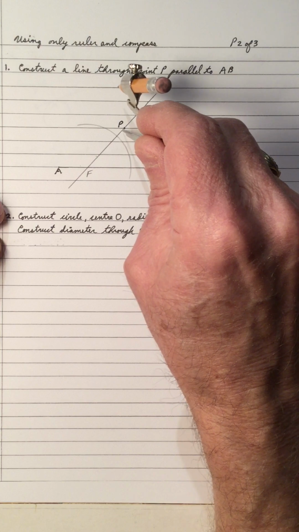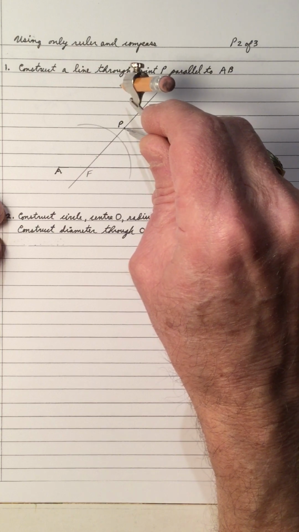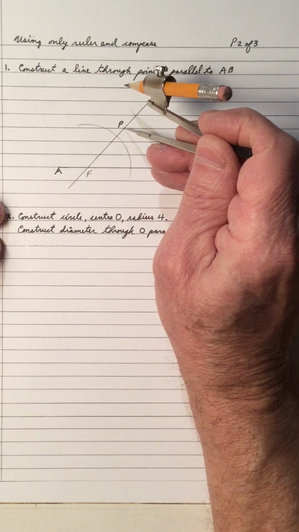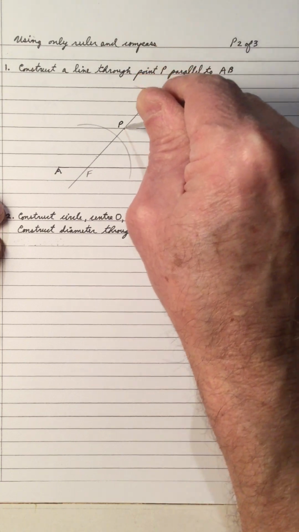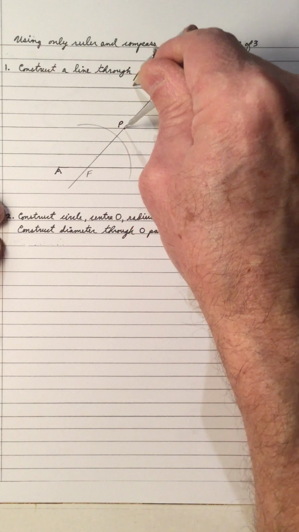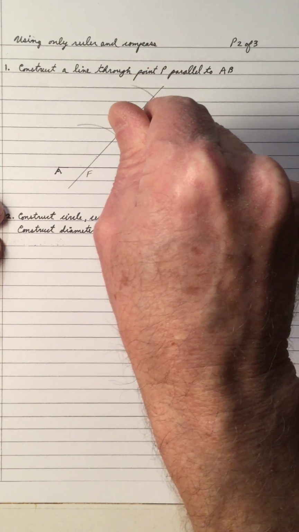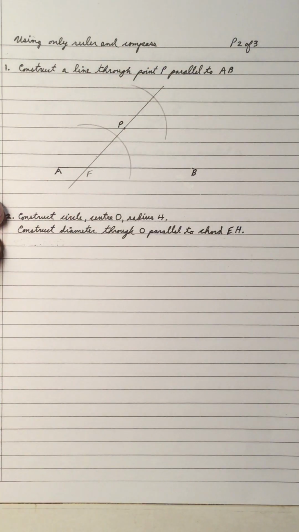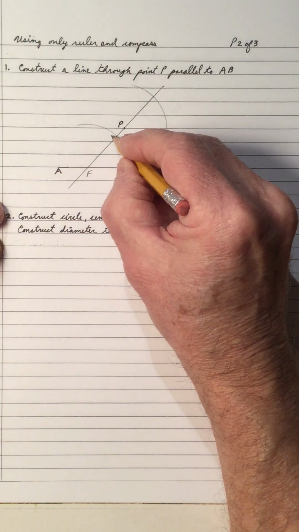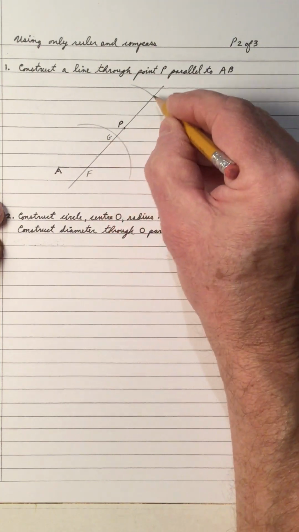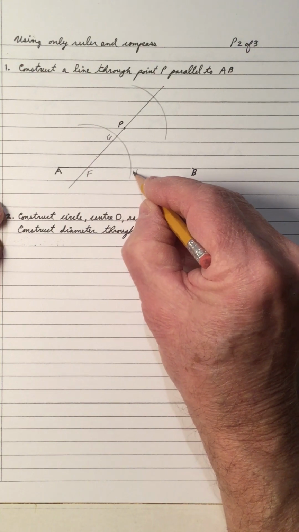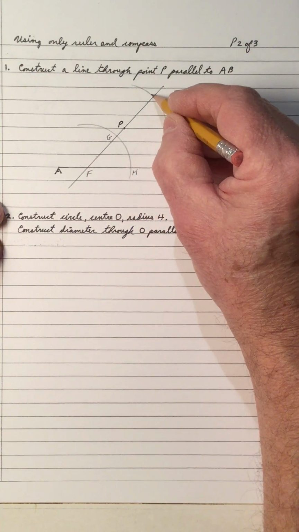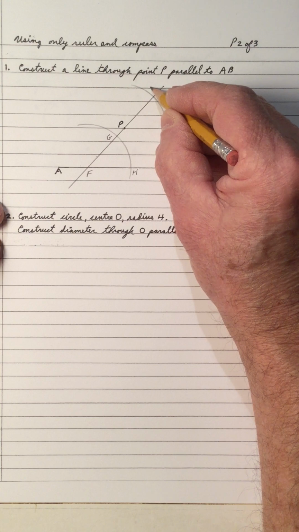Place it at P with the same radius and draw an arc to cut PF. So there they are. Now I'm going to say that's cutting PF at G, that's cutting FB at H, and it's cutting here at, we'll say, T.